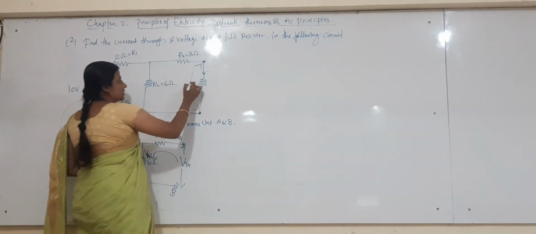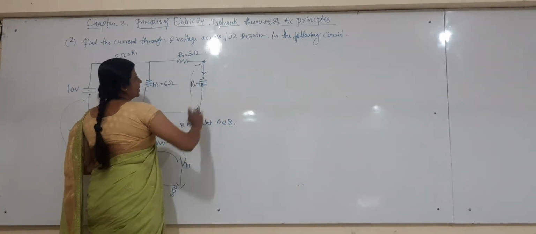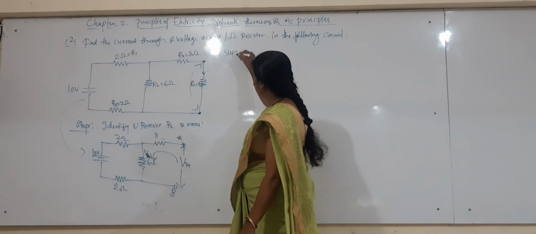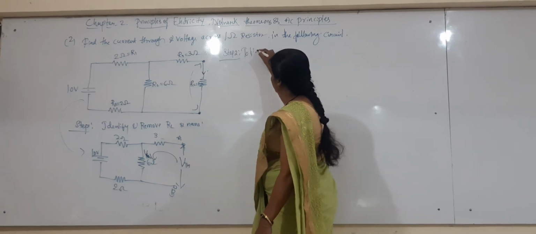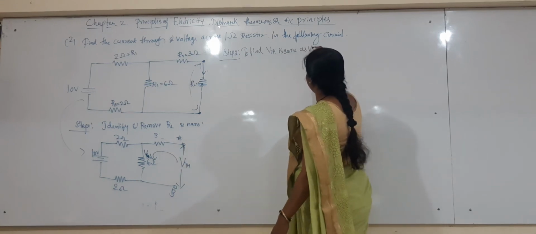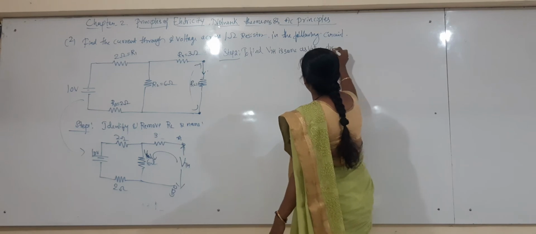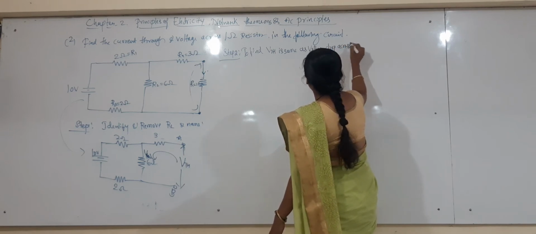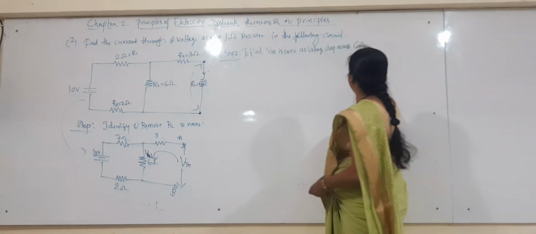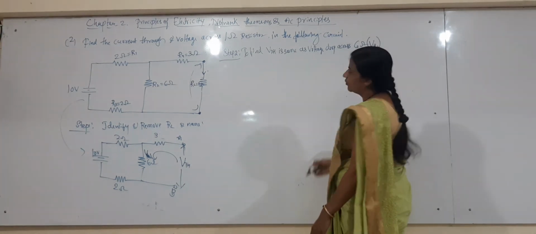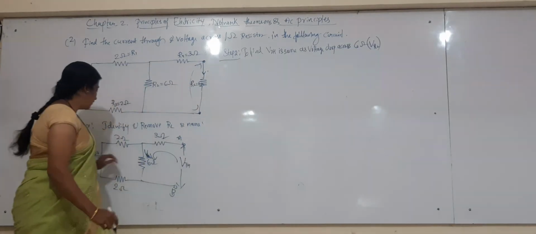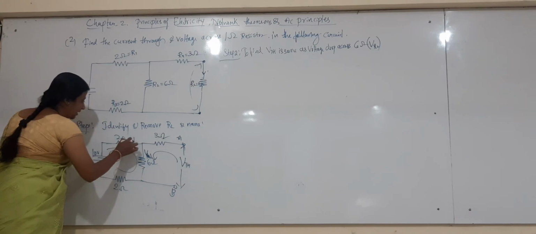RL is equal to 1 ohm. So step 1 is done. Step 2 is to find VTH. VTH is the same as the voltage drop across 6 ohm, which we call VR2. To find that voltage drop, first determine the current flowing in the circuit.